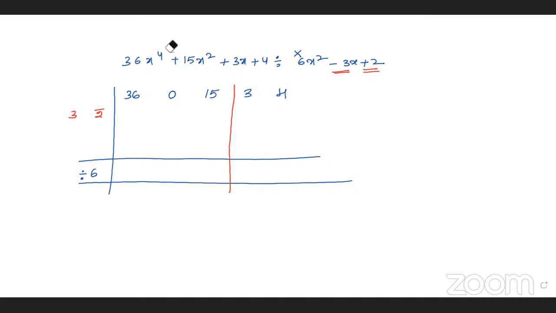Okay, everything is fine. Now see, first we are dropping 36. 36 divided by 6 gives 6. Now 6 into 3, that is 18. And 6 into minus 2, that is minus 12. Now 18 I am adding here, dropping here. So 18 divided by 6 gives 3. So 3 into 3 is 9. 3 into minus 2 is minus 6. So how much are we getting here? Totally 24 minus 12, that is 12. Divided by 6 gives 2.